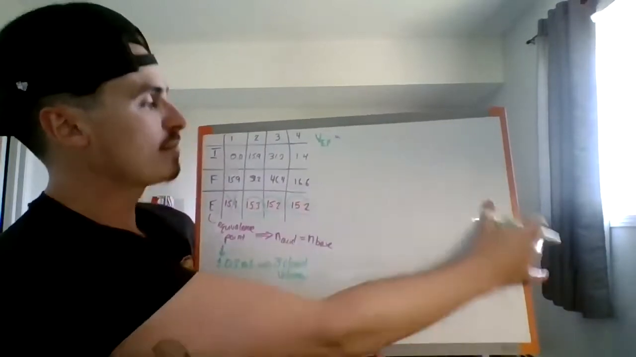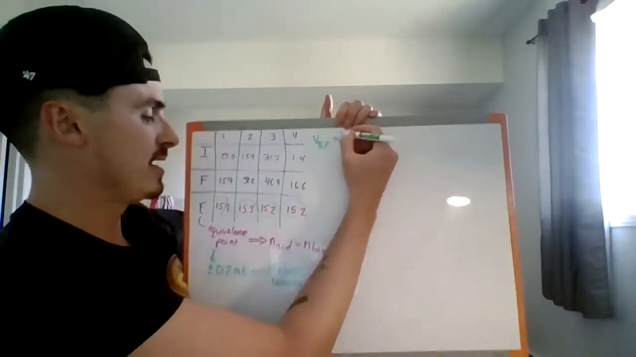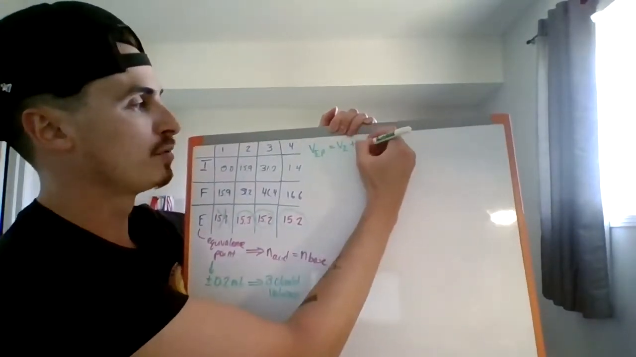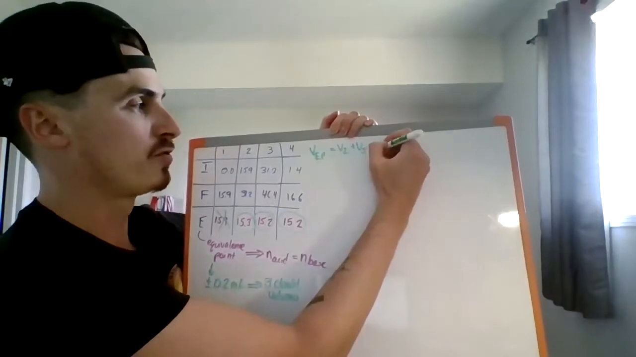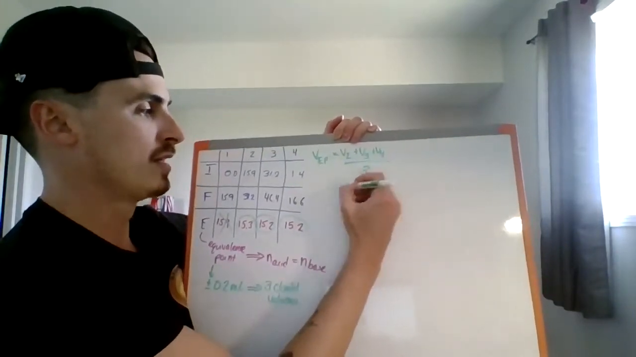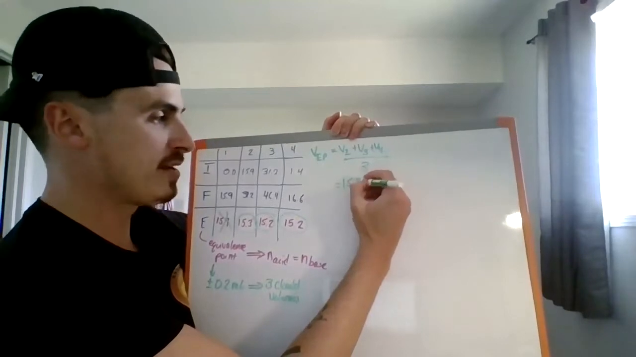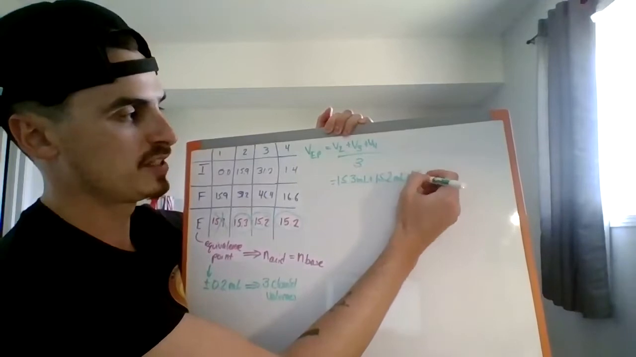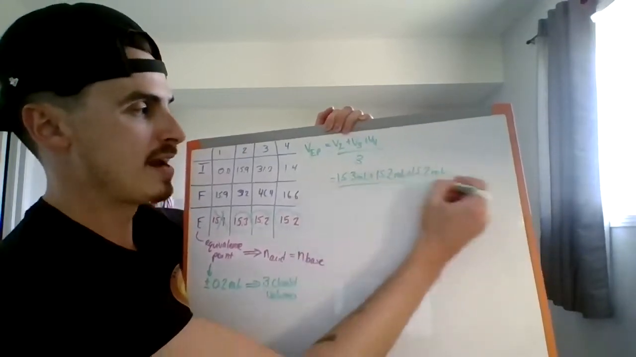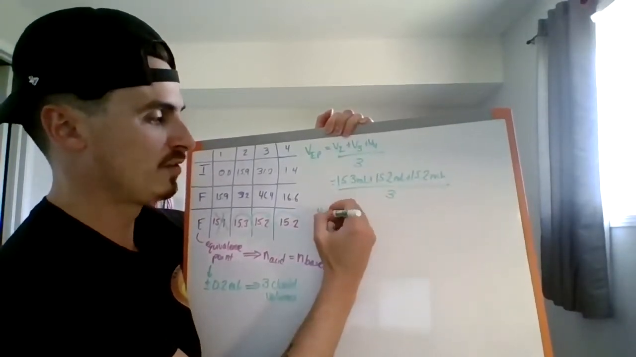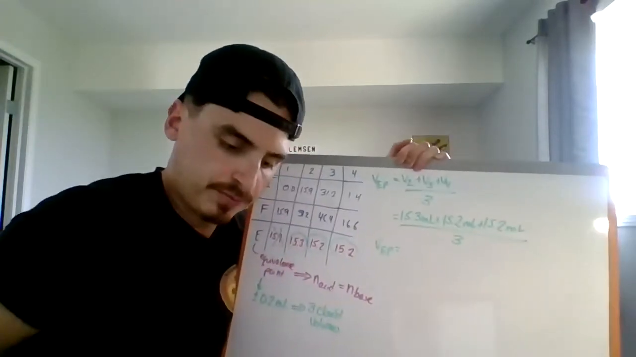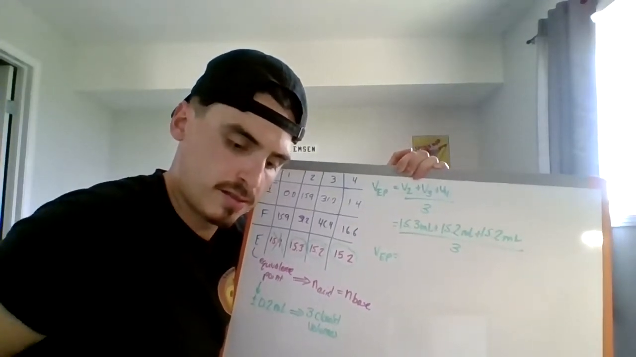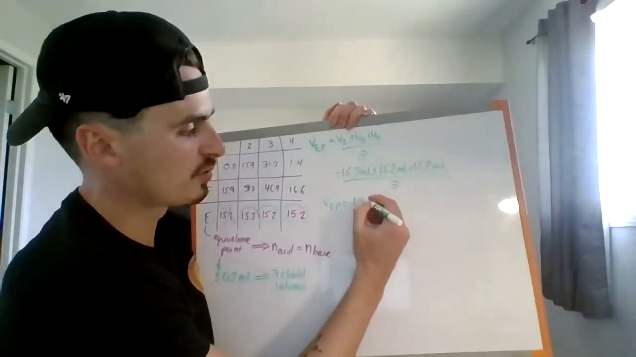So what I'm going to do to find the average volume is I'm going to add them. So in this case, it's my second volume plus my third volume plus my fourth volume. We divide by 3. So I'm going to get 15.3 milliliters plus 15.2 milliliters plus 15.2 milliliters divided by 3. So my equivalence point on average is 15.23 repeating.